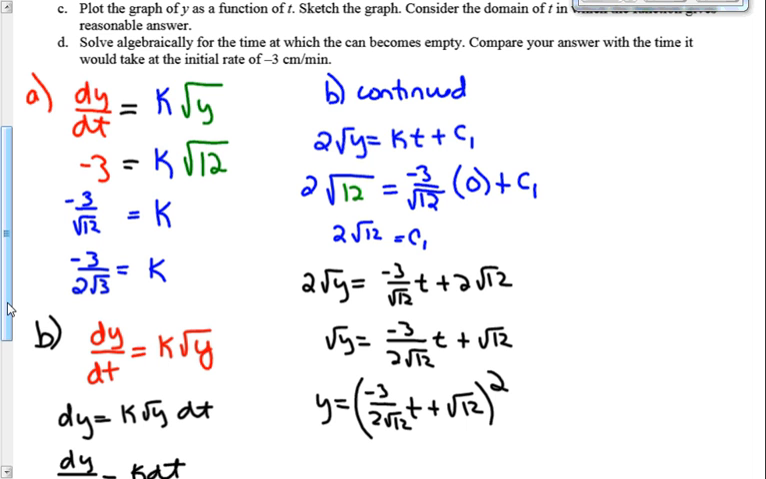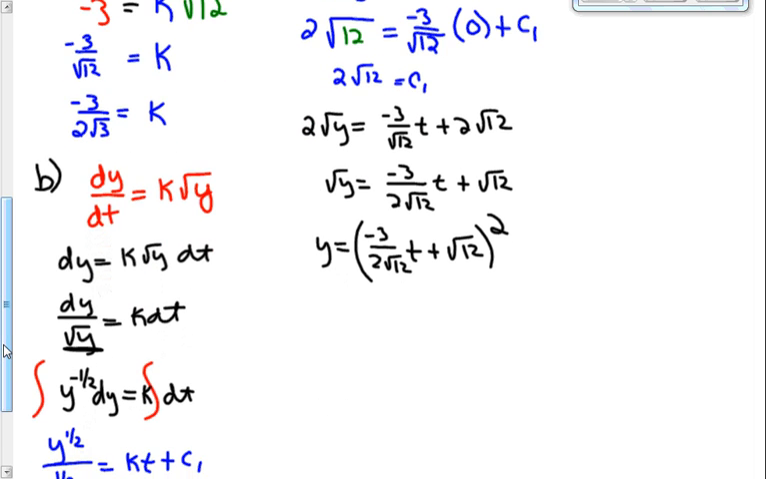Now it also asked, what kind of function is this? Well, if I took that thing and squared it, I would end up with a quadratic. So the function is quadratic. So now we get to move on to part C.